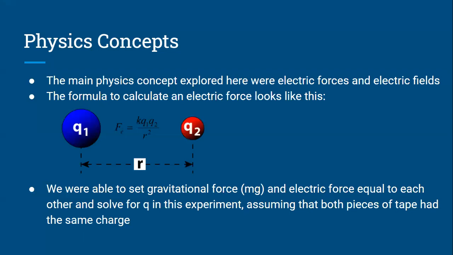And then we were able to set gravitational force, which is calculated by multiplying mass times the gravitational constant, and electric force equal to each other and solve for Q in this experiment, assuming that both pieces of tape had the same charge.